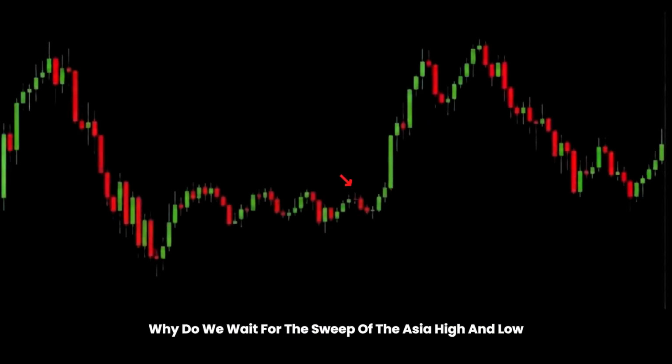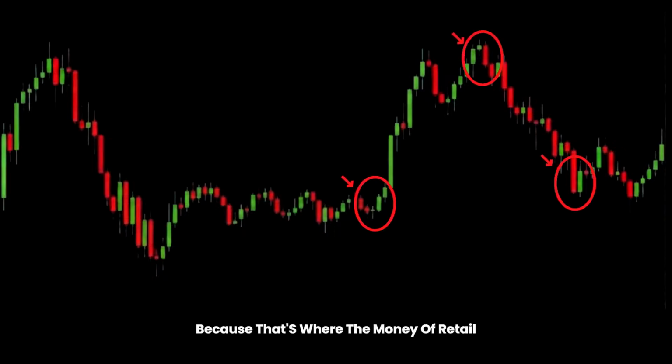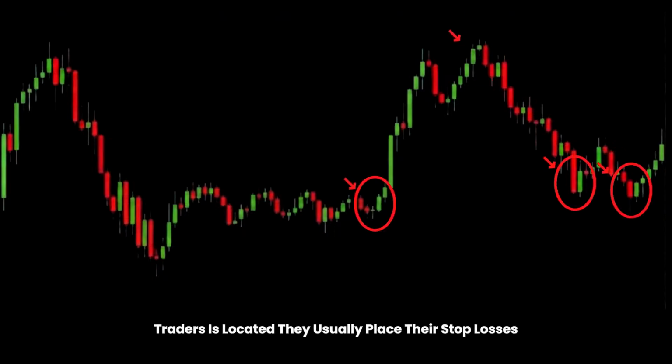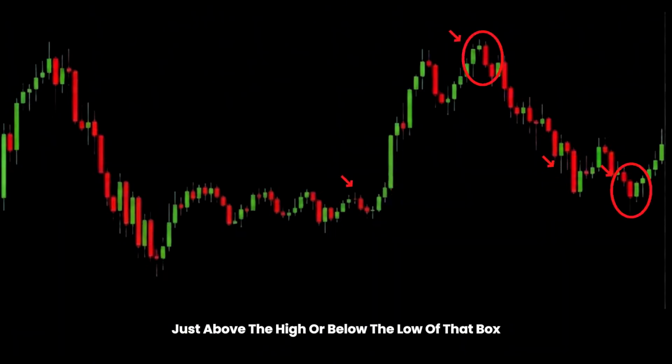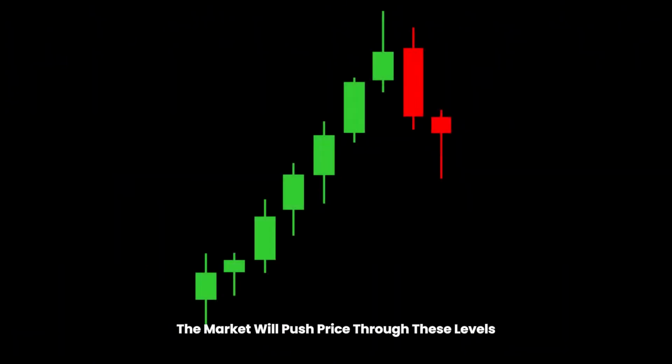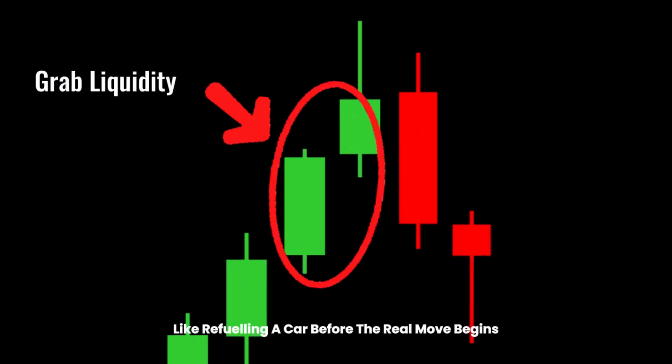Why do we wait for the sweep of the Asia high and low? Because that's where the money of retail traders is located. They usually place their stop losses just above the high or below the low of that box. The market will push price through these levels to grab liquidity, like refueling a car, before the real move begins.